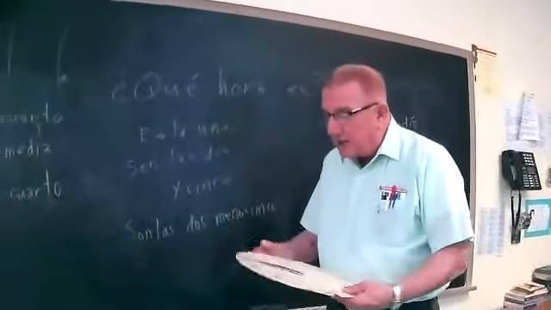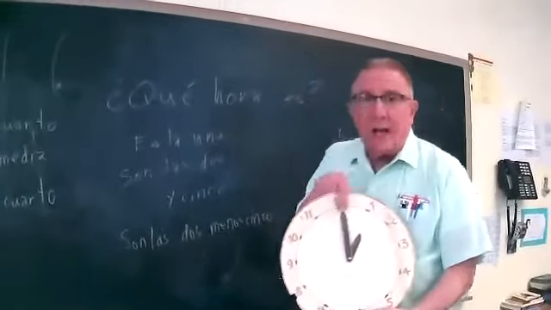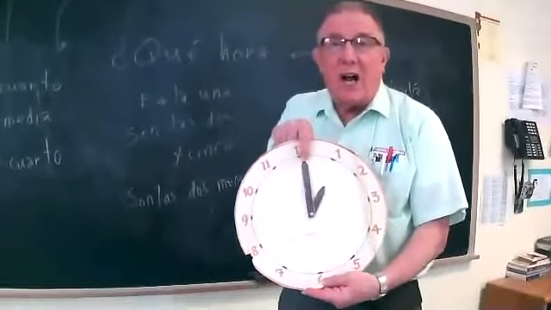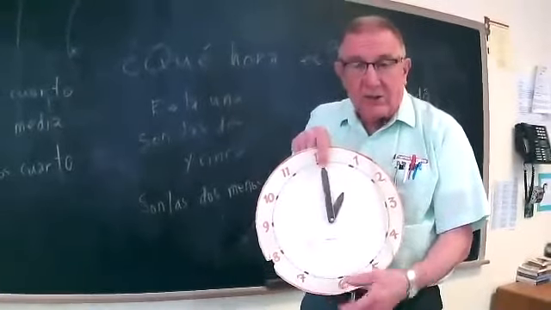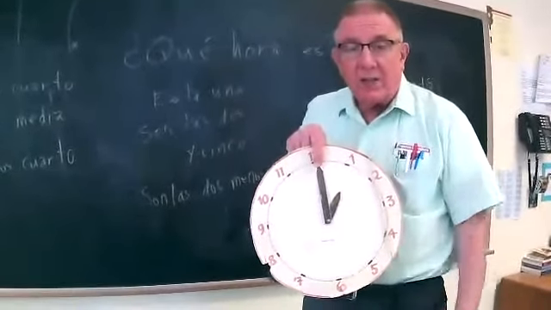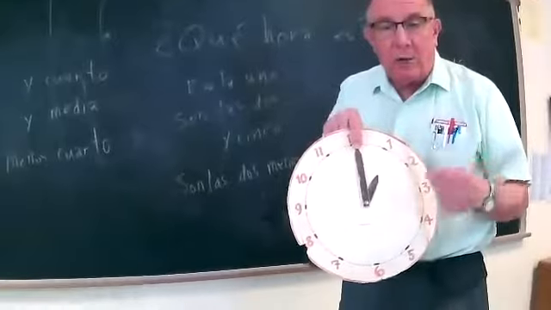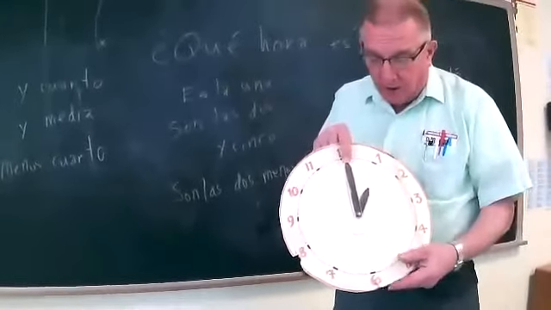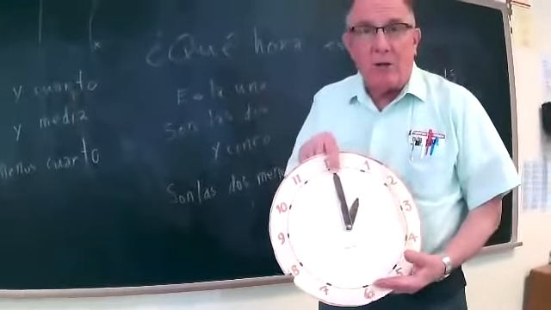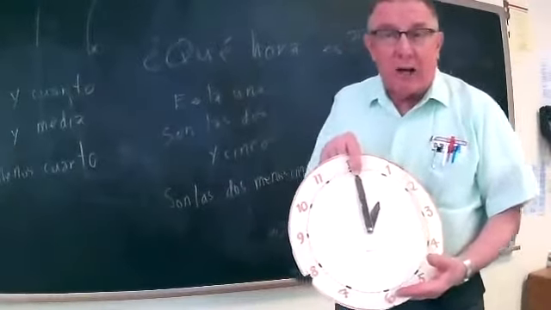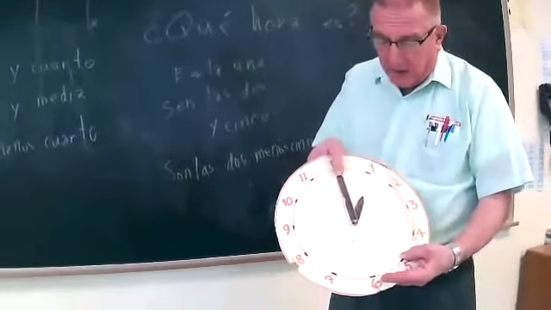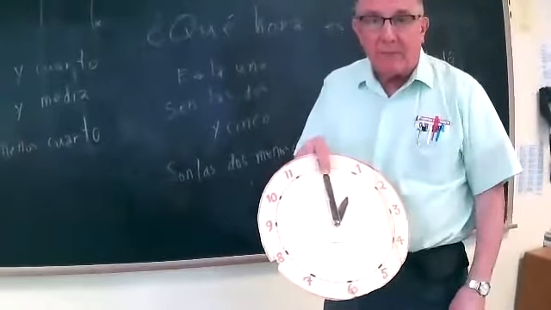The first thing is es la una. Now, es la una means it's 1 o'clock. Es, singular verb, la, singular article, and una is one thing. Notice that una is feminine. Hours are feminine in Spanish, it's la hora. So when you tell me what time it is at 1 o'clock, you say es la una.